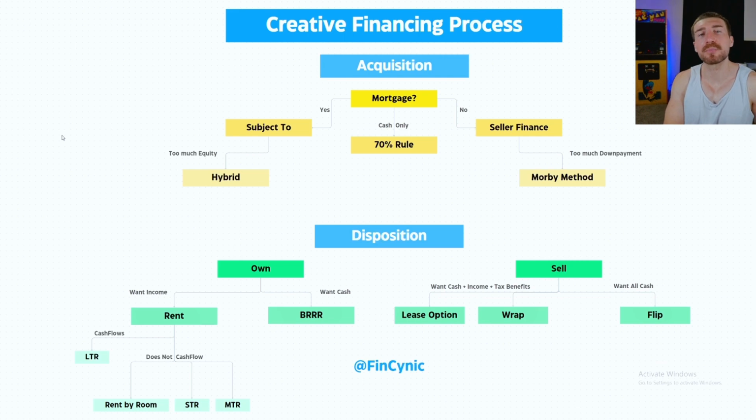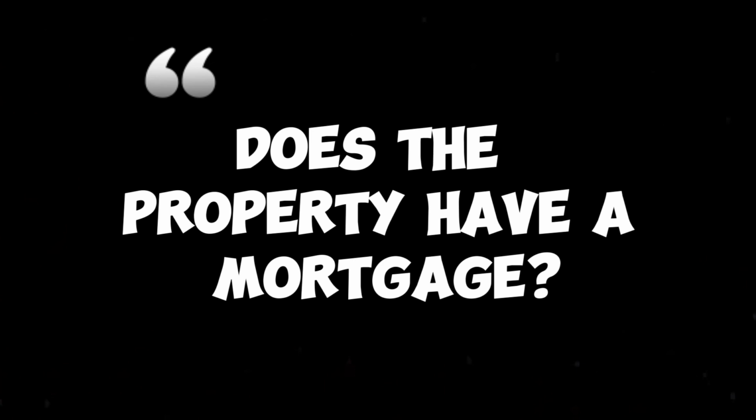All you need to do to answer all these questions is to simply look at this. This creative financing process flowchart will answer all your questions. So the first thing you need to ask when you are looking at a deal is simply, does the property have a mortgage? Does it have a mortgage? If yes, you do subject to. If no, you think seller finance.